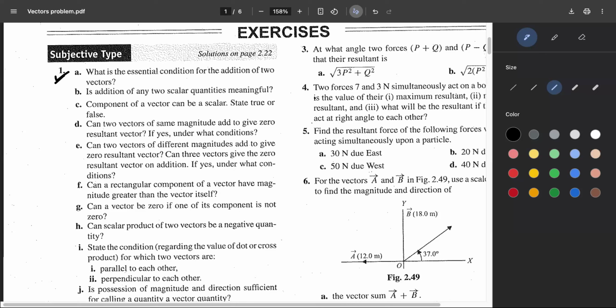I'm not sure why I'm not responsive. Okay, so I'll just go one by one.